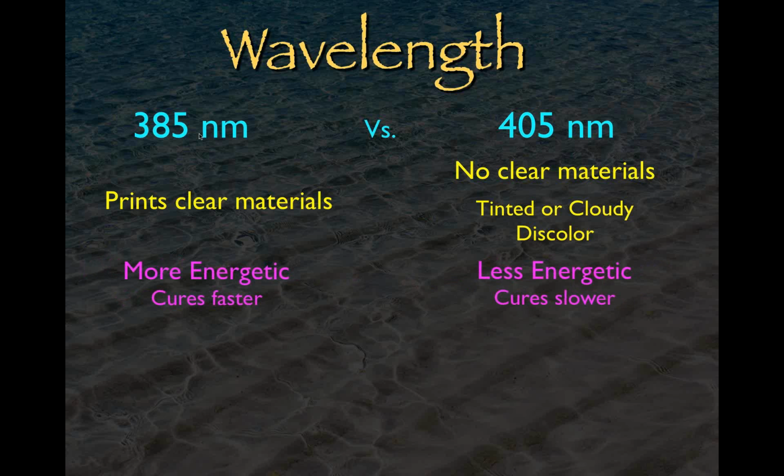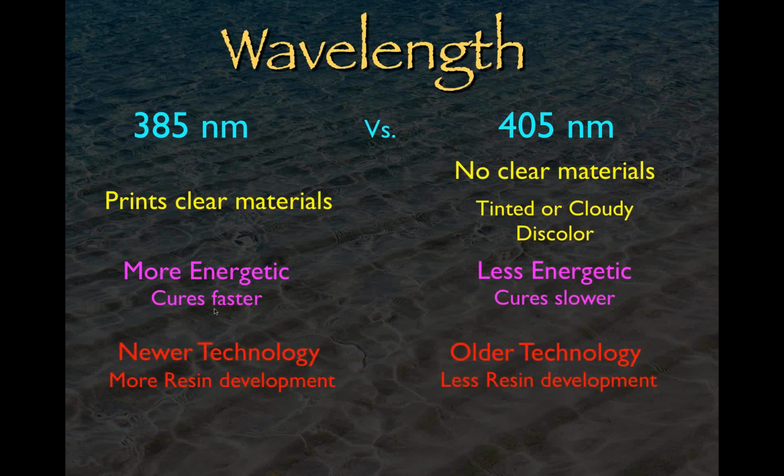Okay, the 385 actually is a more energetic wavelength of light. There's more energy in it. It actually can cure a layer a little faster than a 405 nanometer. This isn't a big deal, okay, at all. You wouldn't see a big difference, but it is a little more energetic and it does cure resins a little faster.